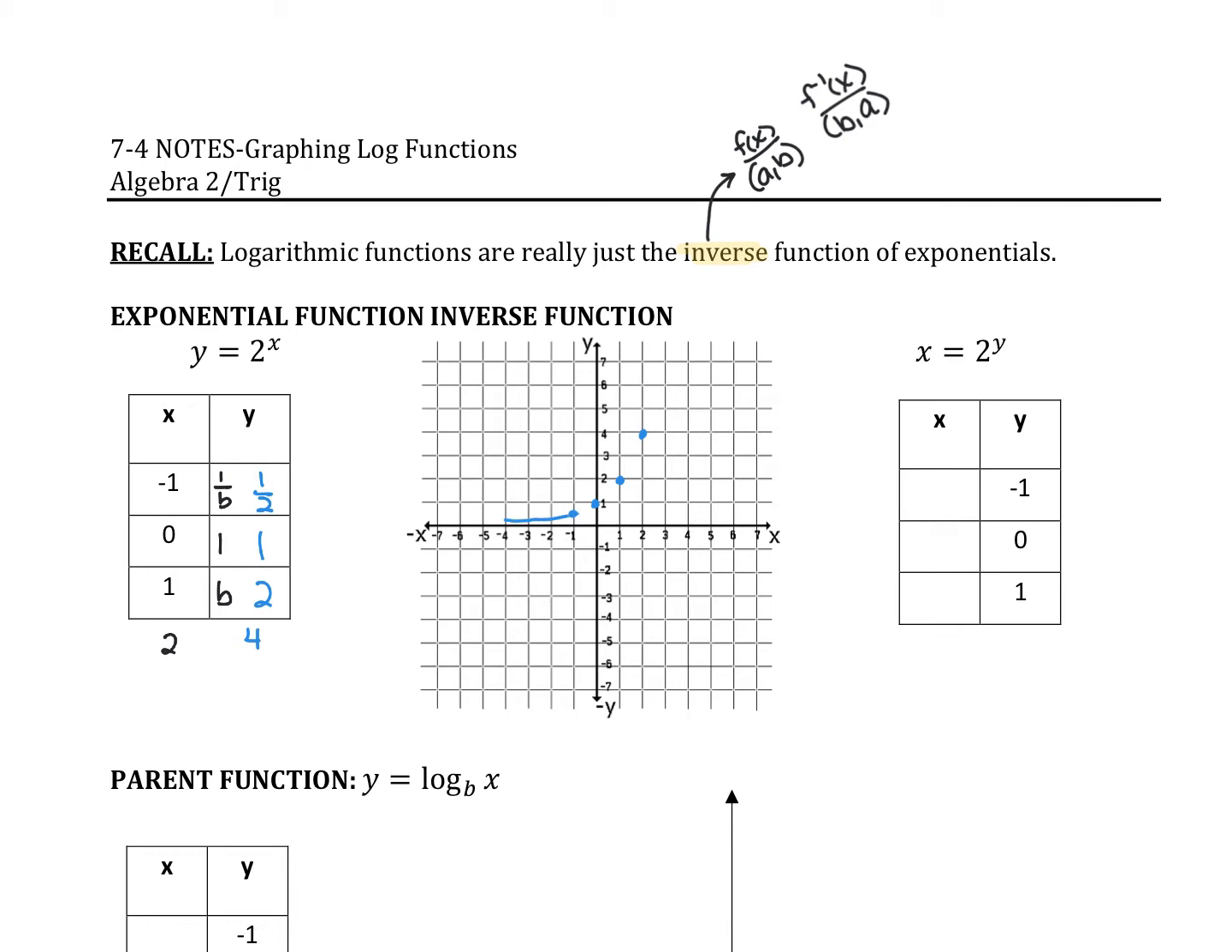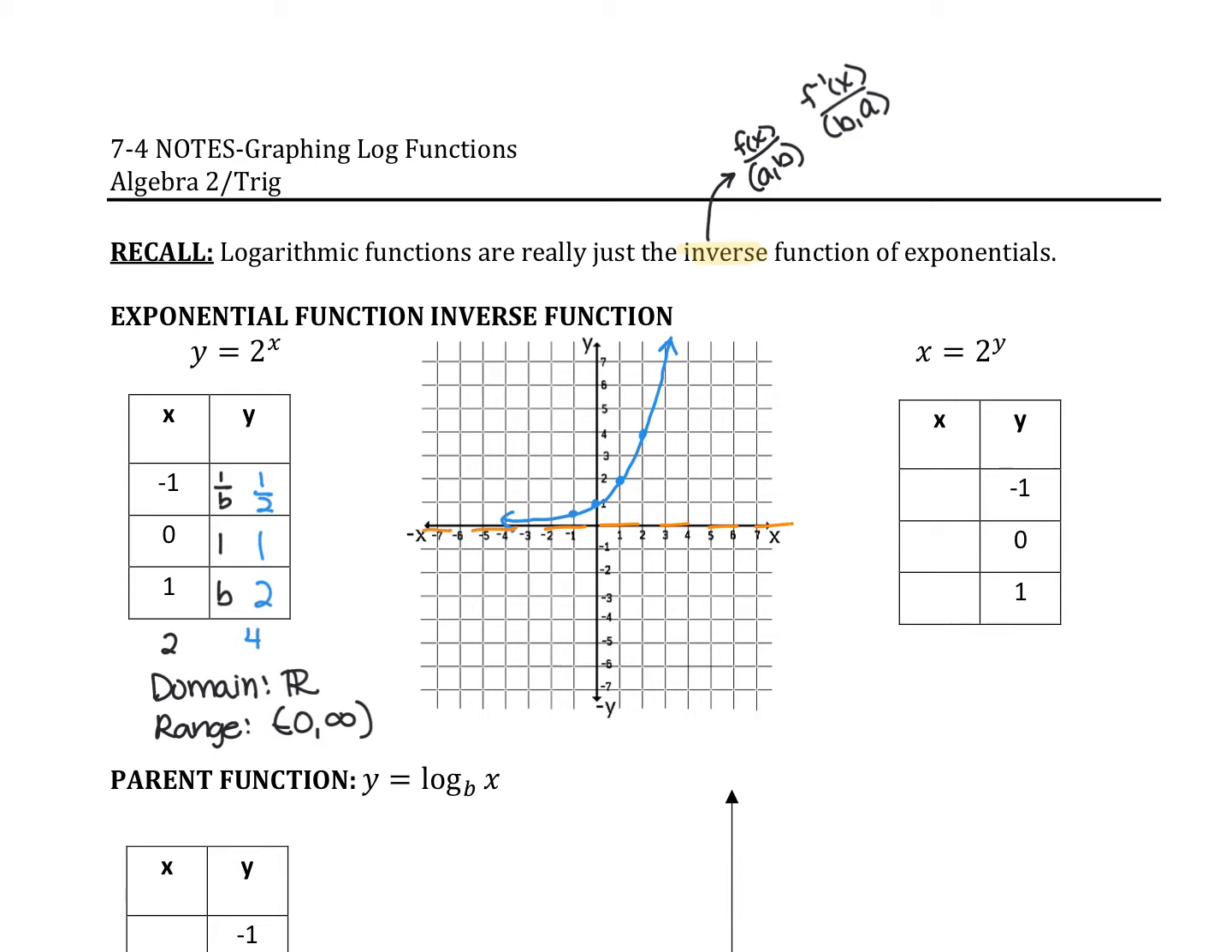And remember, this graph has a horizontal asymptote at y equals 0. Let's also talk about our domain and our range. What is the domain of an exponential function? It's all reals. And the range goes from 0 to positive infinity. We cannot include 0 because that's where we have that horizontal asymptote.